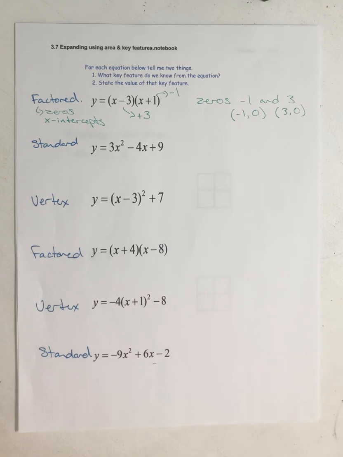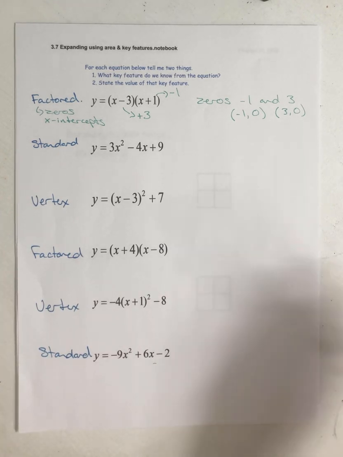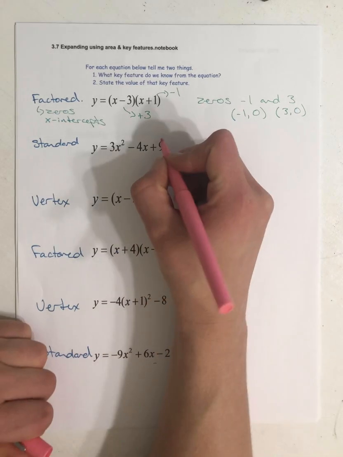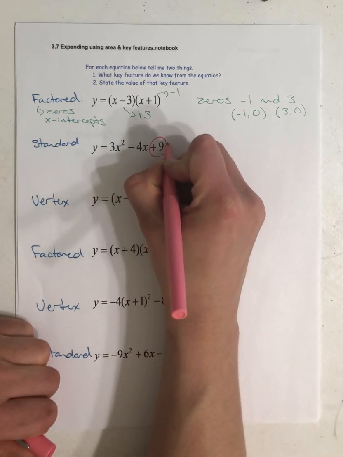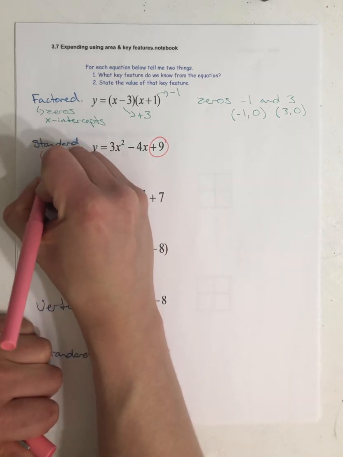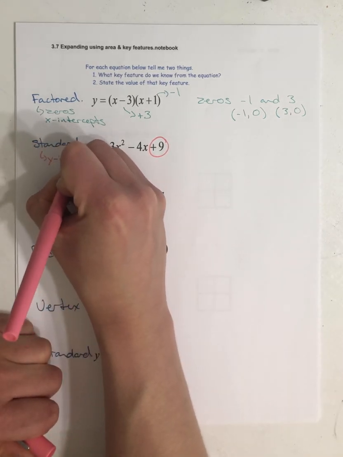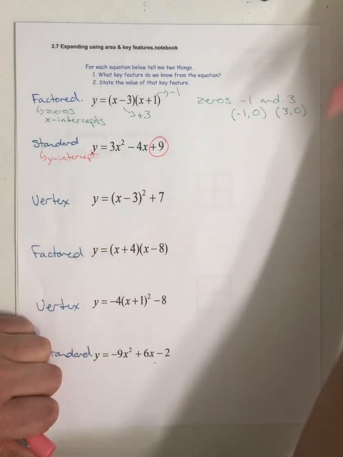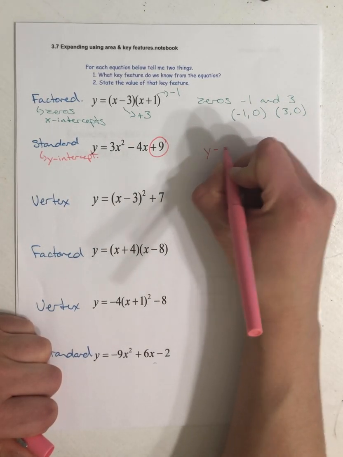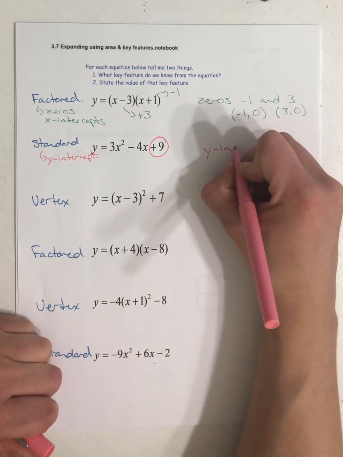So when we look at our standard form, what is one of the key features that we know from this one? Well, we know that this last number is the y-intercept. So our y-intercept is where it crosses on the y-axis.